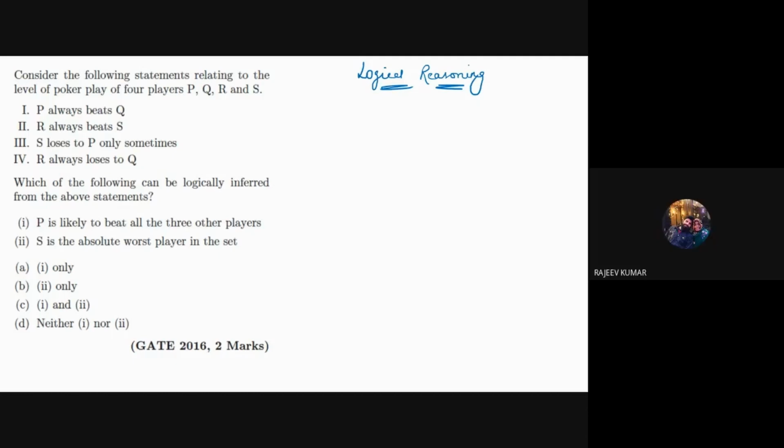Okay, let's see what can be the correct answer over here. So four statements are given. You had to consider these four statements about a poker play of four players, and logically infer which of the two given statements will be correct. First of all, P always beats Q. So I can say that P is superior to Q. That's correct. So if I make a list of ranks on the side, P is above and Q is always below. R always beats S, so R is above S.